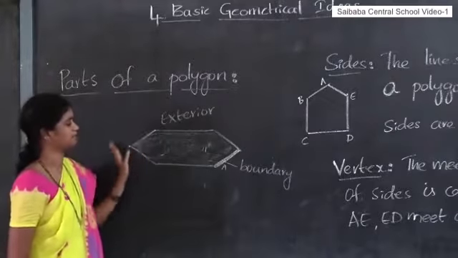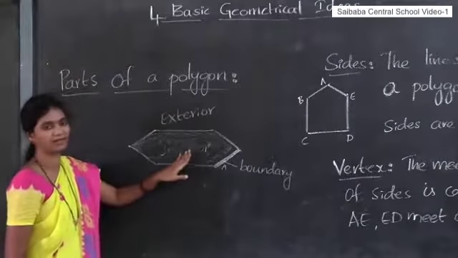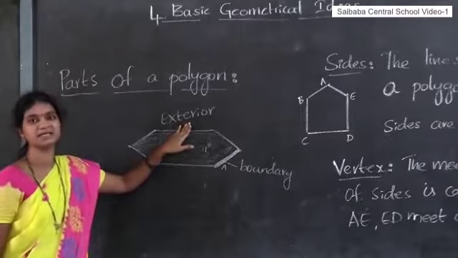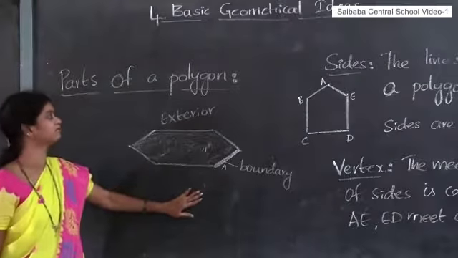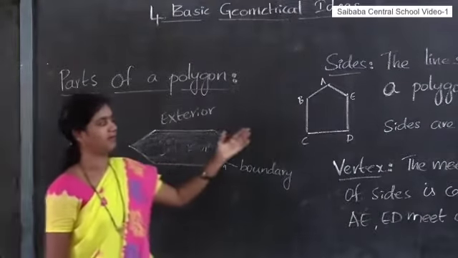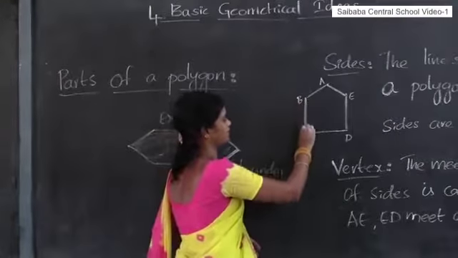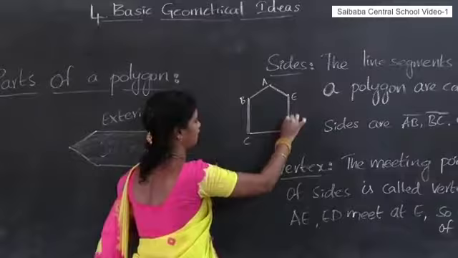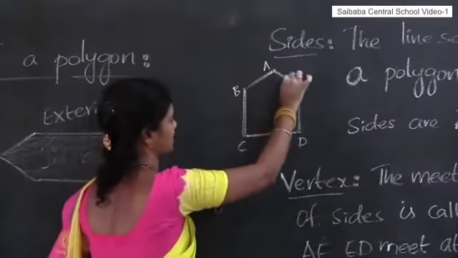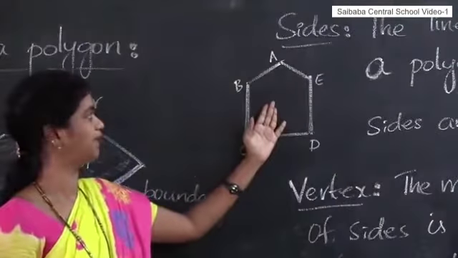The outer space of this polygon is called the exterior of the polygon. Now we will see some of the parts of the polygon. Consider this polygon formed with 5 sides. We will call it a pentagon.